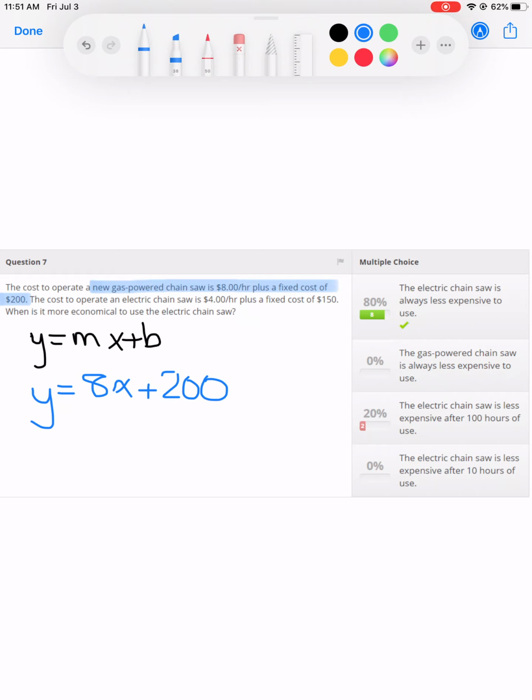And the other one is $4, so y equals 4x plus 150. Oh, that should have been a different color, sorry. If you just look at these numbers, both my slope and my y-intercept are less. So the electric chainsaw is always going to be less expensive. I think once you start putting that into realization, you're like, okay, I get it. So that's the case for that one.